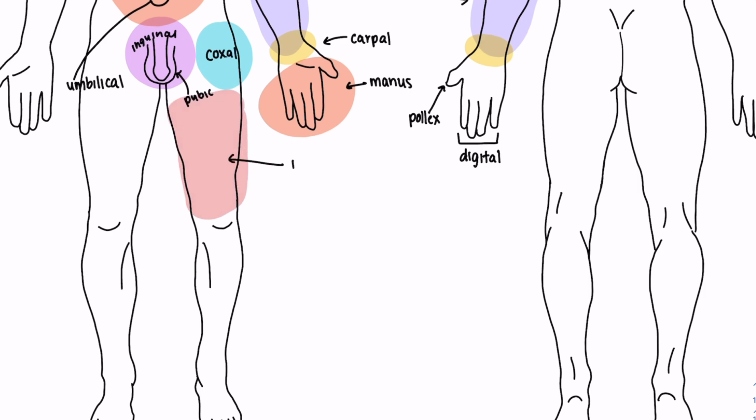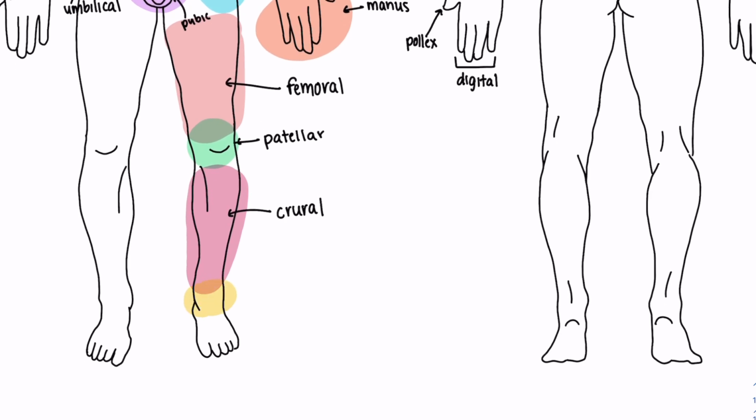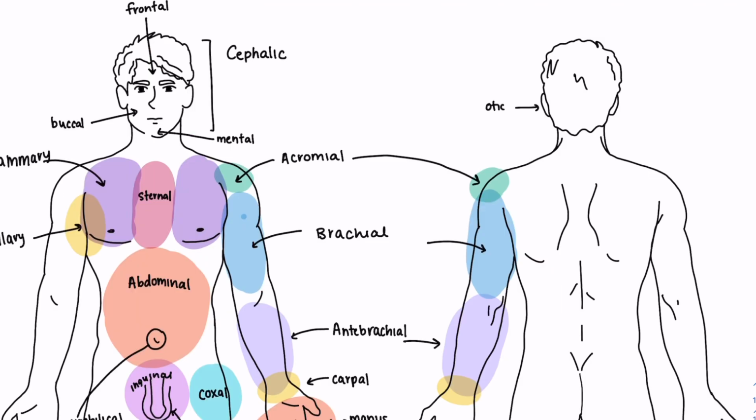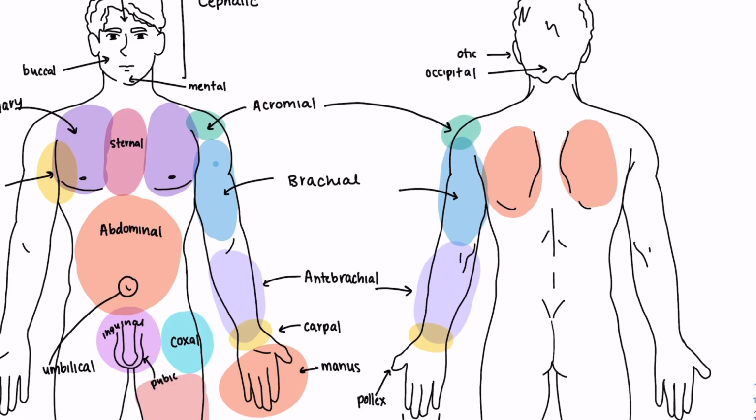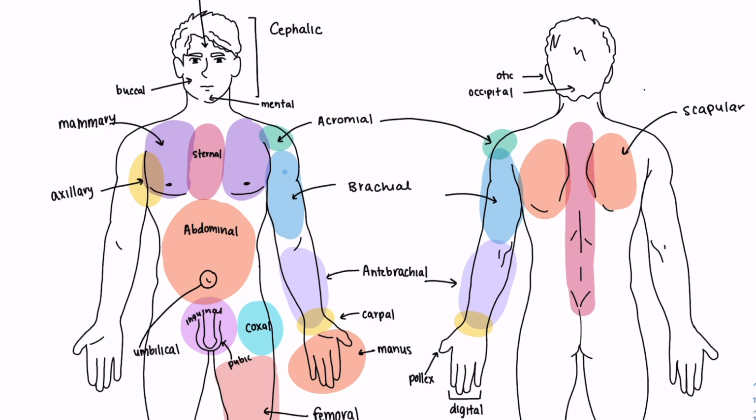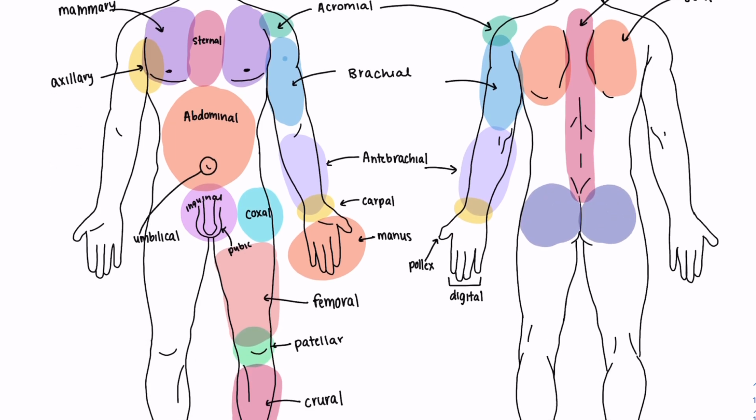Our thigh is femoral. The knee, the front of the knee, is the patellar region. And from our knee to our ankle is known as the crural region when we look at it from the front. The ankle is known as the tarsals, and the foot itself is known as the pedal, like the pedal of a bike. When we look back at the head in the cephalic region, we also have otic, which means ear, and occipital, which is where the skull meets the neck. Scapular region is where our shoulder blades are, and the vertebral region is where our spine is.